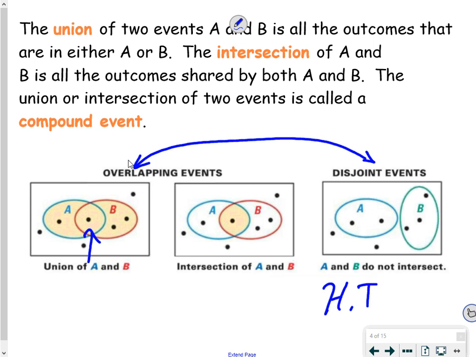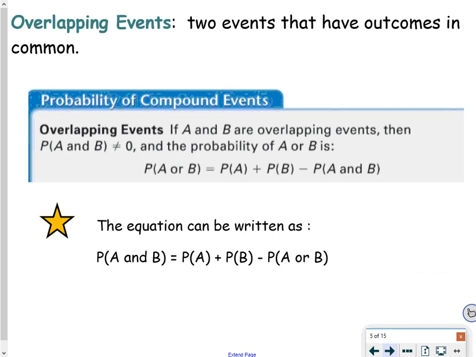So the intersection of A and B is all the outcomes shared by both A and B. What we're going to have to figure out is whether the events are overlapping or disjoint. The union or intersection of two events is called a compound event, and that example would be in the middle there. For overlapping events, those two events have outcomes in common, meaning they can happen at the same time. Event A and event B can happen at the same time on one trial in an experiment.